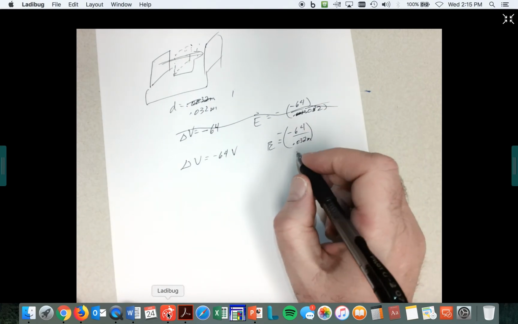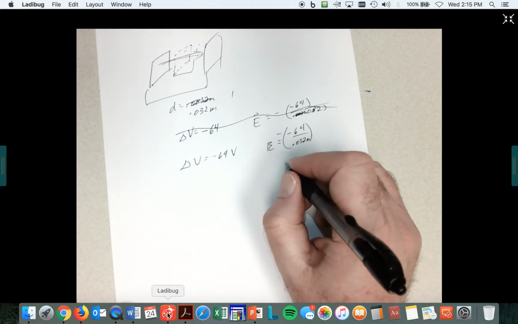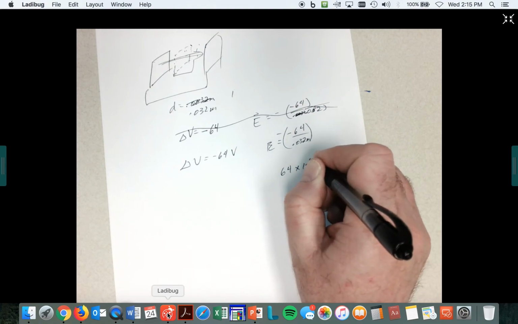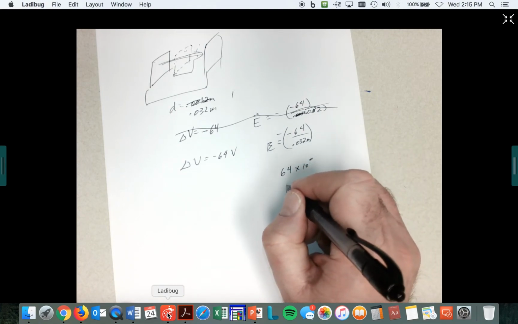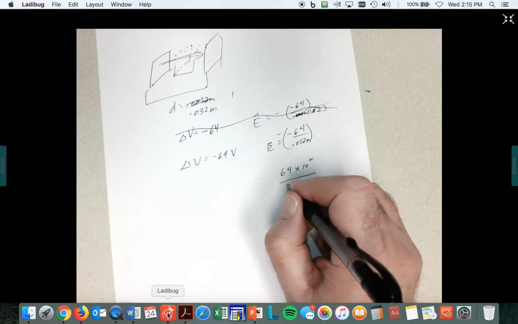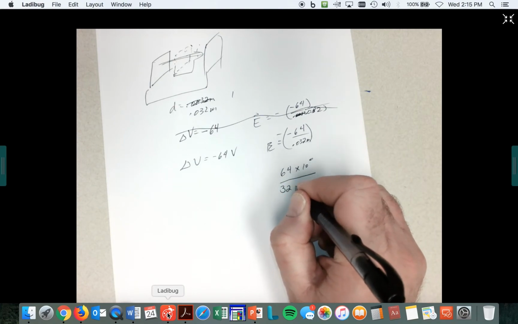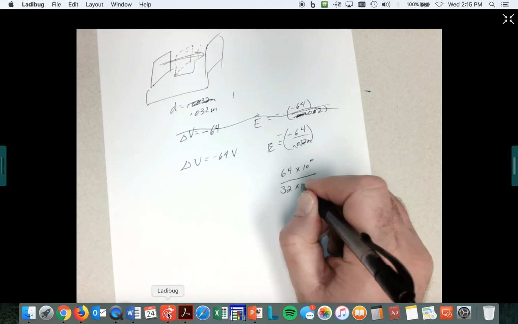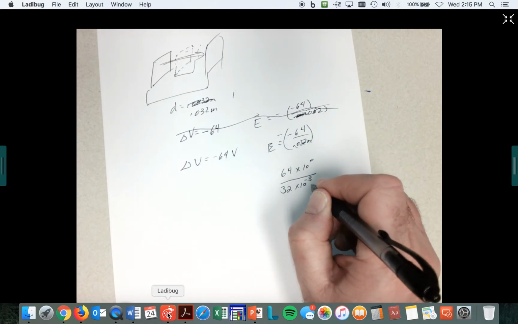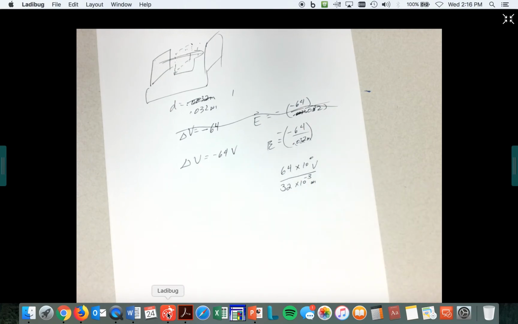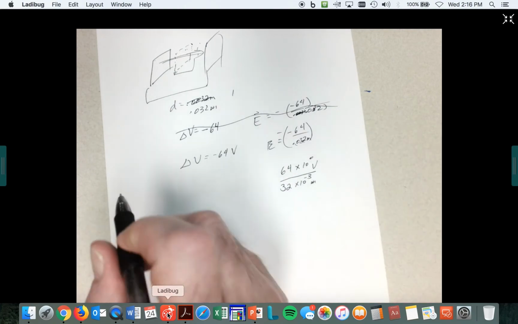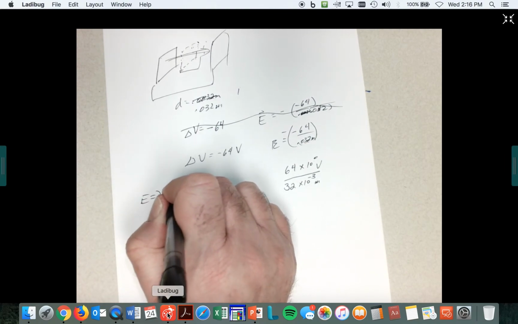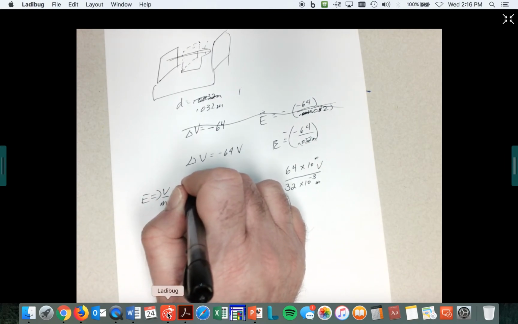Look what we have here. We've got 64 times 10 to the 0 divided by 32 times 10 to the negative 3 volts per meter. Whoa, volts per meter. That's a new one. Remember, now the E field can be either volts per meter or newtons per coulomb.